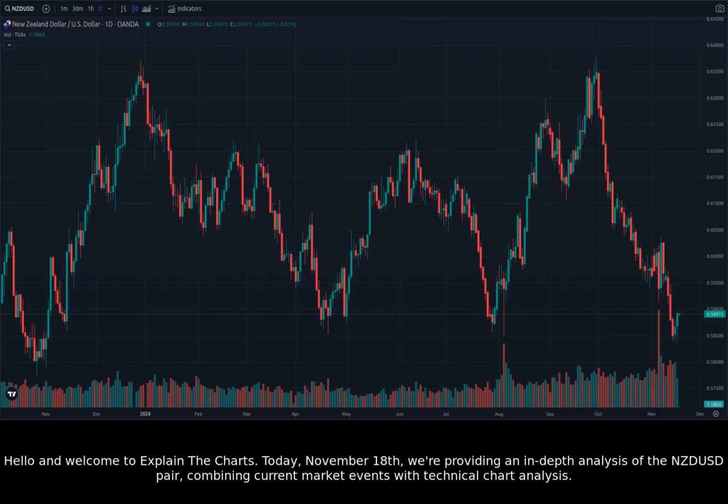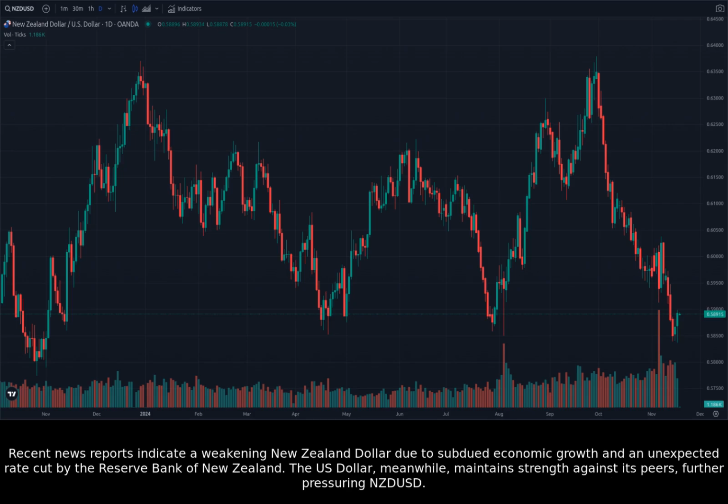Today, November 18th, we're providing an in-depth analysis of the NZDUSD pair, combining current market events with technical chart analysis. Recent news reports indicate a weakening New Zealand dollar due to subdued economic growth and an unexpected rate cut by the Reserve Bank of New Zealand. The US dollar, meanwhile, maintains strength against its peers, further pressuring NZDUSD.